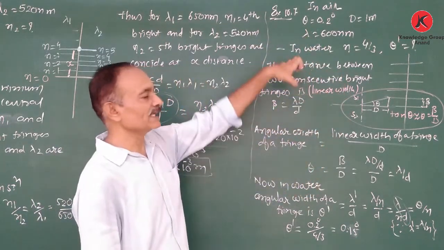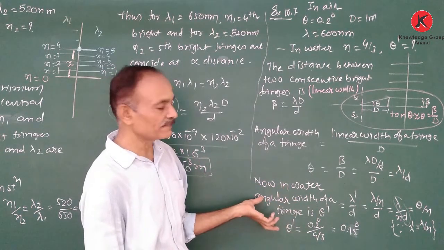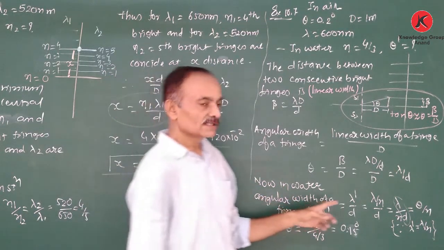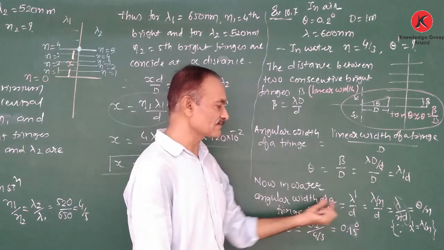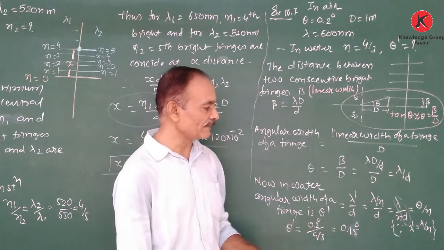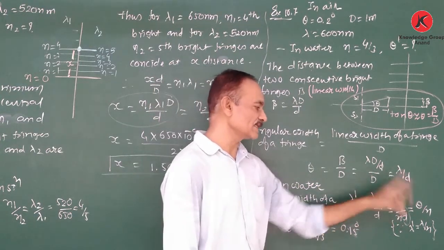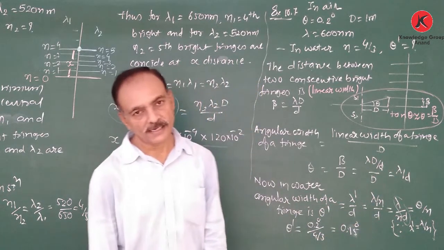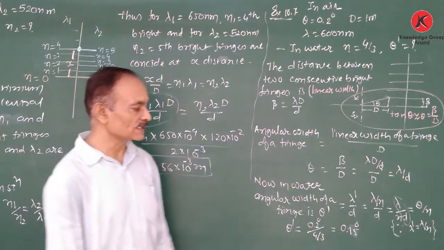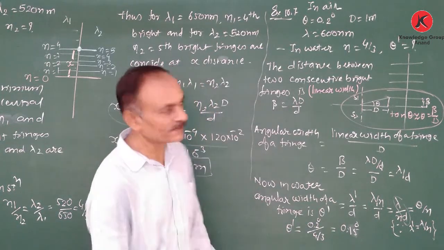Now this apparatus is immersed in water. So what is the width of the bright fringes? The new angular width is equal to wavelength lambda dash upon d. Lambda dash is equal to lambda upon n, divided by d. But lambda upon d is our theta. Therefore, theta upon n, where n is given as 4 by 3. Thus, the new angular width of the bright fringes is 0.15 degree.